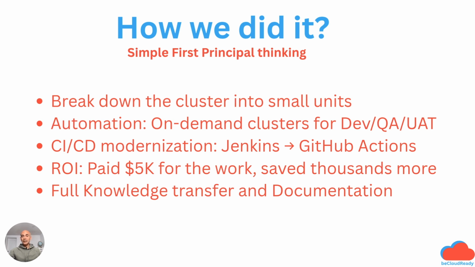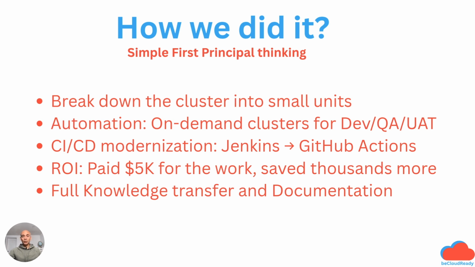CI/CD modernization. Jenkins is a great tool, but it is nice for big enterprises, not necessarily for a smaller company. So just move it to GitHub Actions, which is virtually free. ROI: the cost they paid was about $5,000, and it saved them over $7,000 to $8,000 after paying everything. Full knowledge transfer and documentation meant they don't need to hire any additional DevOps resources to manage it. Developers can work by themselves.